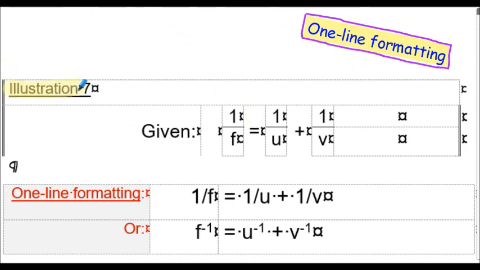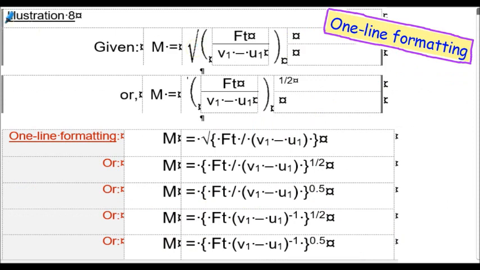Illustration 7, we're given that 1 upon f is equal to 1 upon u plus 1 upon v. That can quite easily be written on one line: 1/f, 1 divided by f, is equal to 1/u plus 1/v. And I've also shown them in terms of the -1 index for reciprocal. So again, the given formula written on two lines is now shown written on one line in different forms.